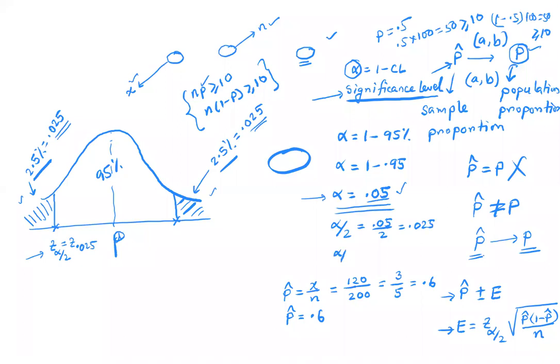Alpha over 2 is going to be 0.025. That means this area to the left and this area to the right. So z sub alpha over 2 is actually z sub 0.025. Okay, z sub alpha over 2 is z sub 0.025. All right, now you have to find that z value.